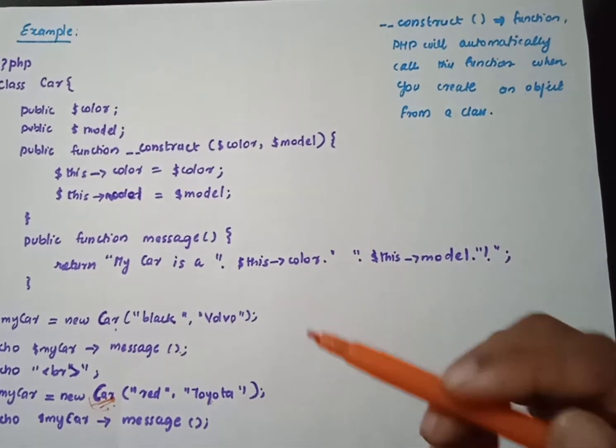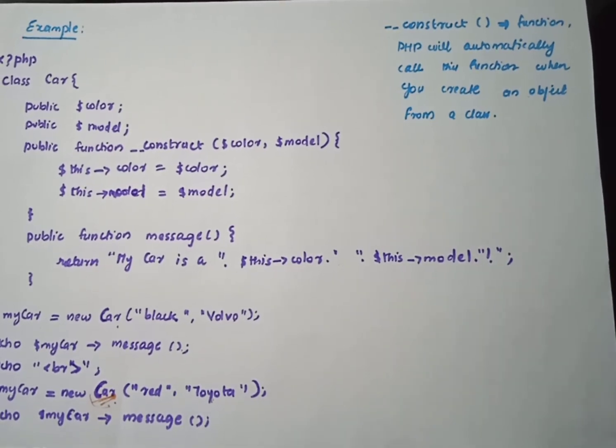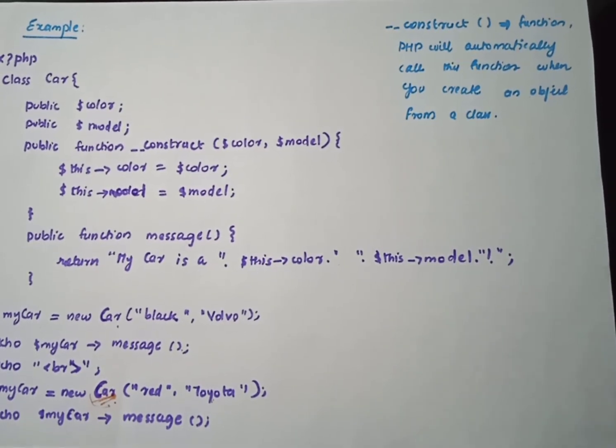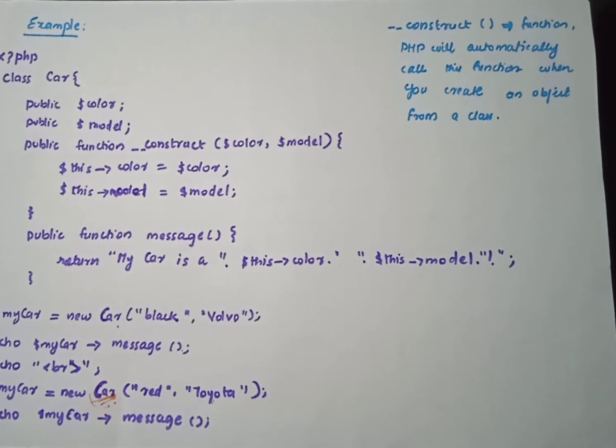Okay, so this is the simplest way, or the simple example, to define a PHP object in PHP data types.